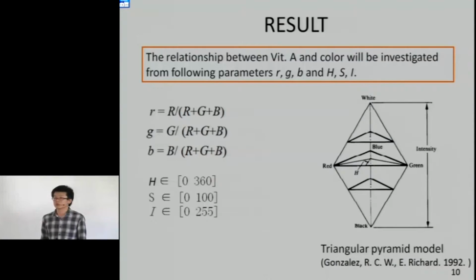So this is the parameter we extracted from the image. The red component ratio, the calculation is like this, and this is for RGB color space. And for HSI color space, because there are some different HSI color models, we use this triangular pyramid model, and the range of the HSI values is in this range.